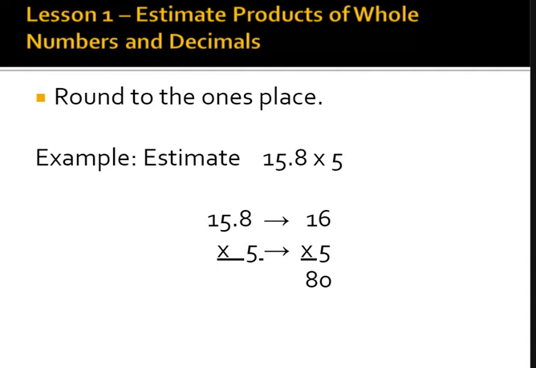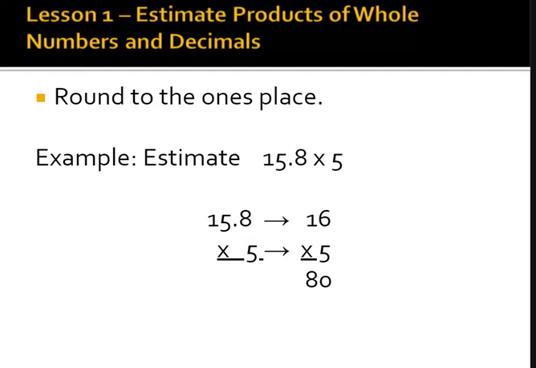So we will go to the decimal, which is here 15 and 1/10, and round it to the nearest ones, which is 16. Then we multiply it by 5, as we usually do. 5 times 6 equals 30, 5 times 1 equals 5, plus 3 equals 80.